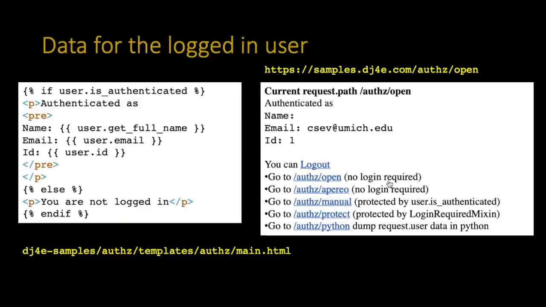So like I mentioned, there's a whole bunch of data that we can get. There is this user variable, and that user variable has their full name, their email, and very importantly, the primary key of the logged in user. But these things are only defined if user is authenticated is true.